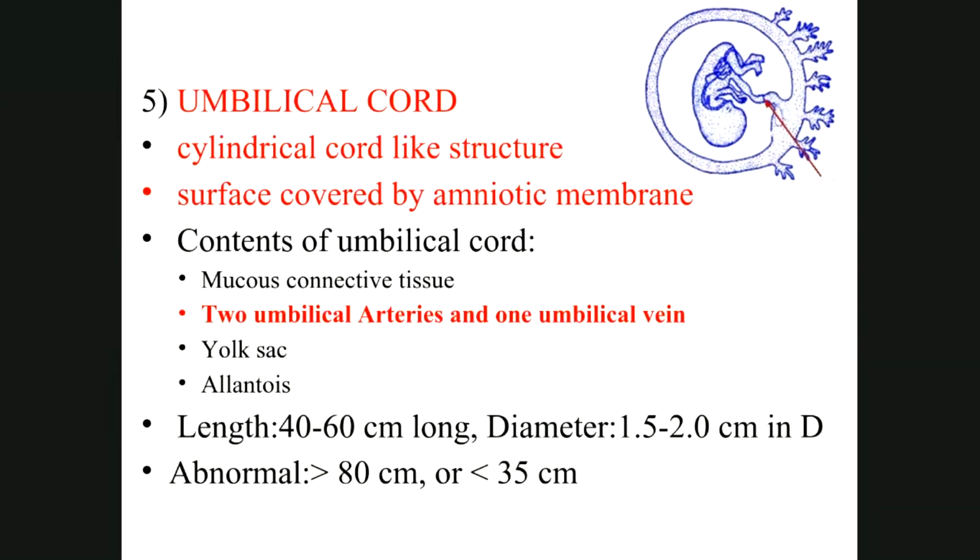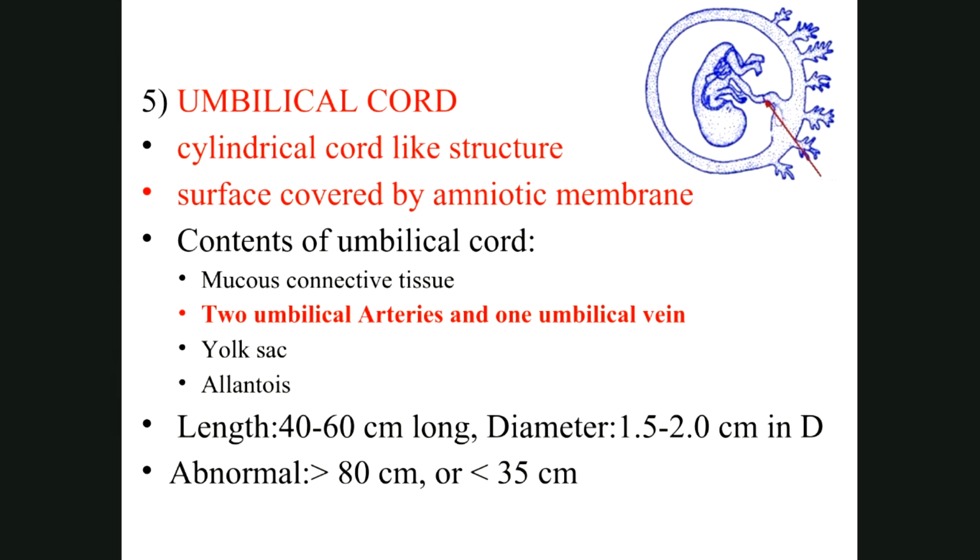Apart from it, the umbilical cord contains the yolk sac, allantois, and some connective tissue. But at least we should remember the most important content of the umbilical cord is the umbilical arteries and the vein. Arteries are two and vein is one. The length of the umbilical cord is around 40 to 60 centimeters.